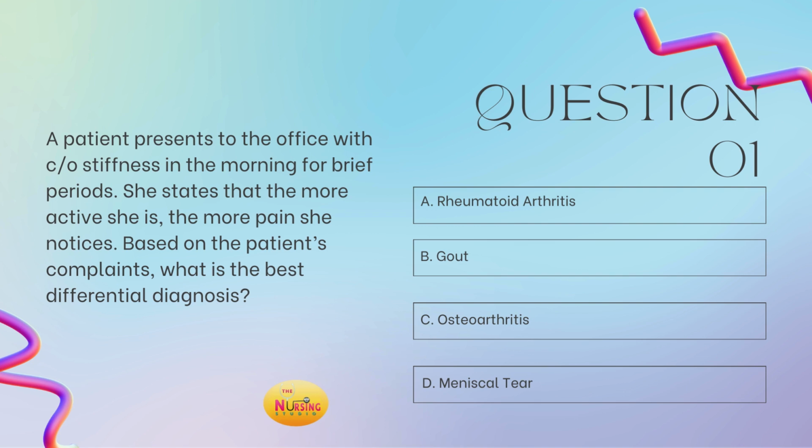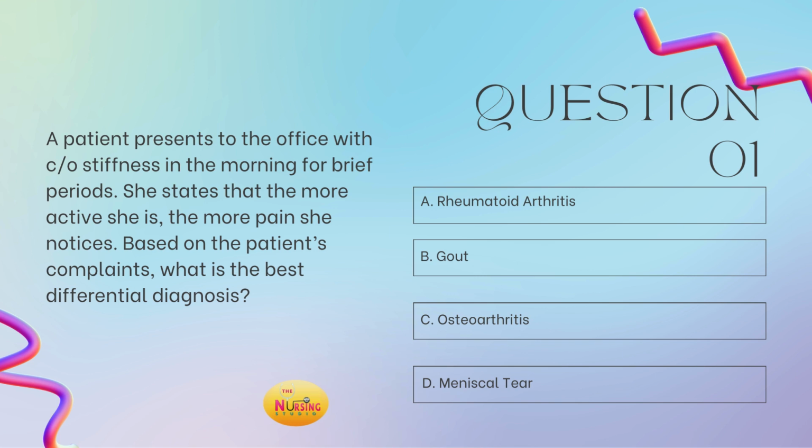All right, you guys, I always recommend reading the stem of the question first so that you can slow down and ensure that you're answering what they're even asking you, right? So here the stem of the question states, based on the patient's complaints, what is the best differential diagnosis? And you already know, like I tell you, assessment, diagnosis, evaluation, treatment. So if we are looking for the diagnosis, you've got to run it back and see what the assessment is, right? What are their complaints? What are those subjective findings? The patient's complaining that she has stiffness in the morning for brief periods. She says that the more active she is, she notices more pain.